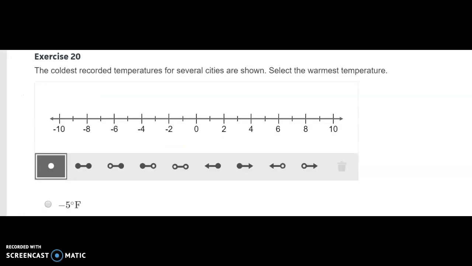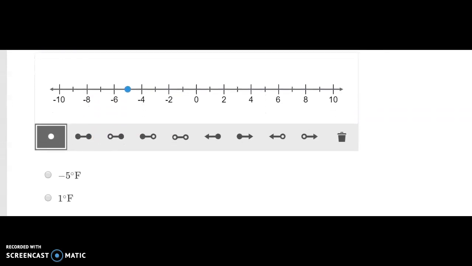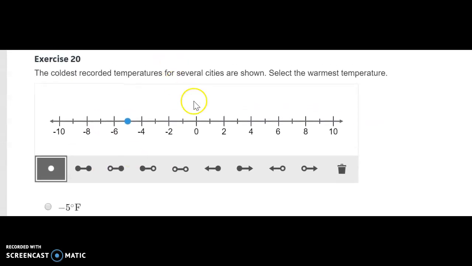Okay, the coldest temperature for several cities are shown. Select the warmest temperature. Whenever they give you a number line, whatever tool they give you, use it. So we've got a negative 5. We've got a positive 1. We got a negative 6 and 0. So 0 is neutral. It's neither positive or negative. And then all of a sudden we start getting into positive numbers.